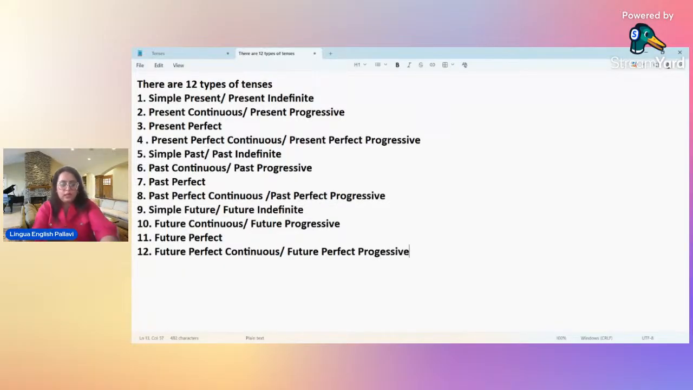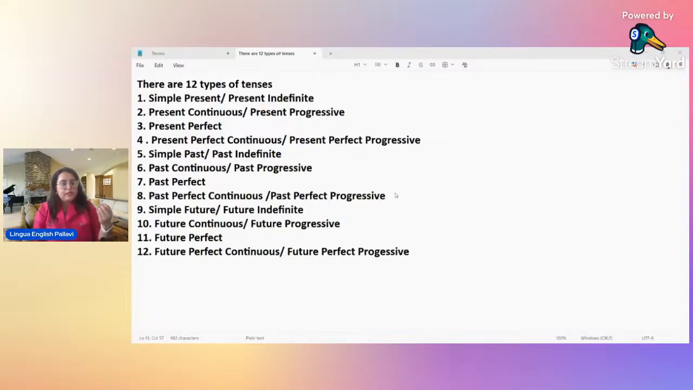So do you understand? These are the 12 types of tenses that we are going to learn today. Number 1, simple present or present indefinite. Number 2, present continuous or present progressive. Number 3, present perfect. Number 4, present perfect continuous or present perfect progressive. Number 5, simple past or past indefinite. Number 6, past continuous or past progressive. Number 7, past perfect. Number 8, past perfect continuous or past perfect progressive.